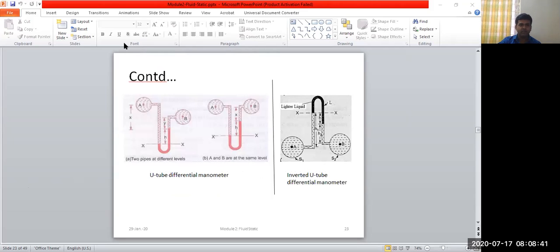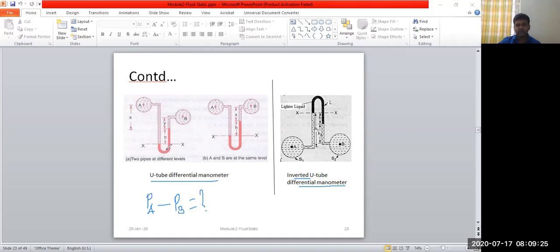This is the differential manometer, and this is the inverted differential manometer. In the U-tube differential manometer, you see here are two pipes, and one end of this U-tube is connected to one pipe, and the other end is connected to the other pipe. Both ends are engaged, not open to atmosphere. To measure the difference of pressure between A and B, that is PA minus PB, this U-tube differential manometer is used.